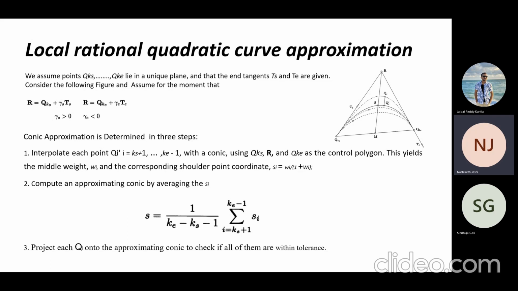Conic approximation is determined in three steps. First, interpolate each point qi, i equal to ks plus 1 to ke minus 1, with a conic using qks, R and qke as the original polygon. This yields the middle weight wi and the corresponding shoulder point coordinate si equal to wi divided by 1 plus wi. Second, compute an approximate conic by averaging the si: S is equal to 1 divided by ke minus ks minus 1 times the summation of si, where i ranges from ks plus 1 to ke minus 1. Third, project each qi onto the approximating conic to check if all of them are within the tolerance mentioned.